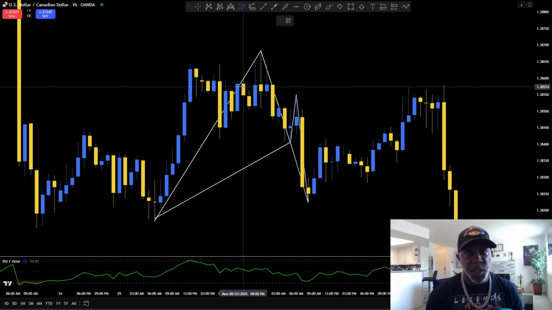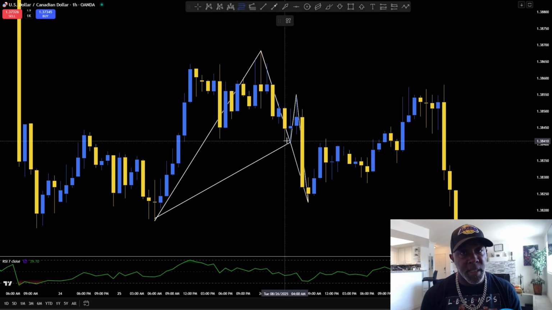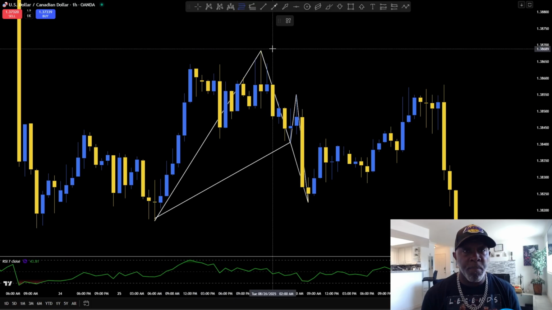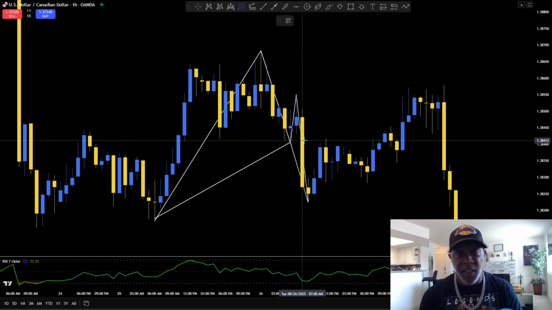I'm going to grab our Fibonacci retracement tool. Remember, I said B is valid as long as it hits the 50%. That's the minimum requirement. It must touch the 50% retracement of X to A, but cannot touch the 618. It cannot touch the 618 retracement of X to A because that invalidates it as a bat and sends it into Gartley territory in most cases.